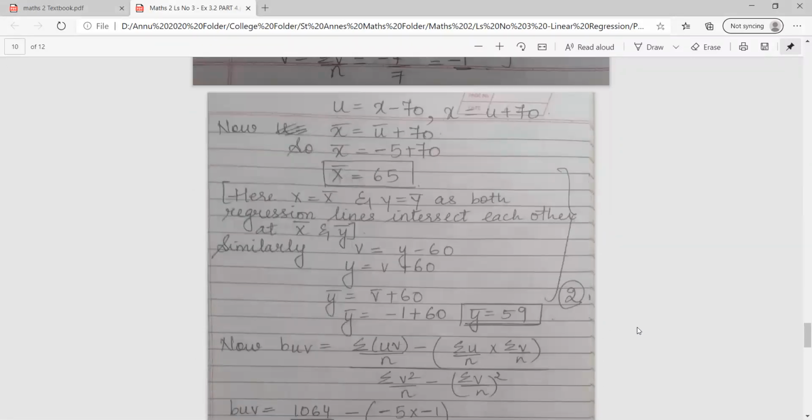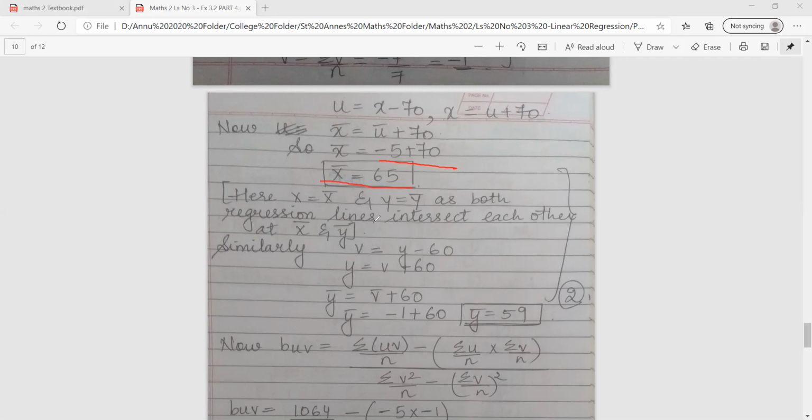तो हम कैसे निकालेंगे x bar और y bar? Pay attention, I am explaining that part as well. अब u is equal to x minus 70, correct? So what will be the value of x? u plus 70. Now x is nothing but equal to x bar and u is nothing but equal to u bar. Why so? Because both regression lines intersect each other at x bar and y bar respectively. तो इसके लिए जो x का वैल्यू है वही x बार हो जाएगा and जो u का वैल्यू है वो u बार हो जाएगा. So u bar we already found out above, it was minus 5 plus 70, so x bar is equal to 65.